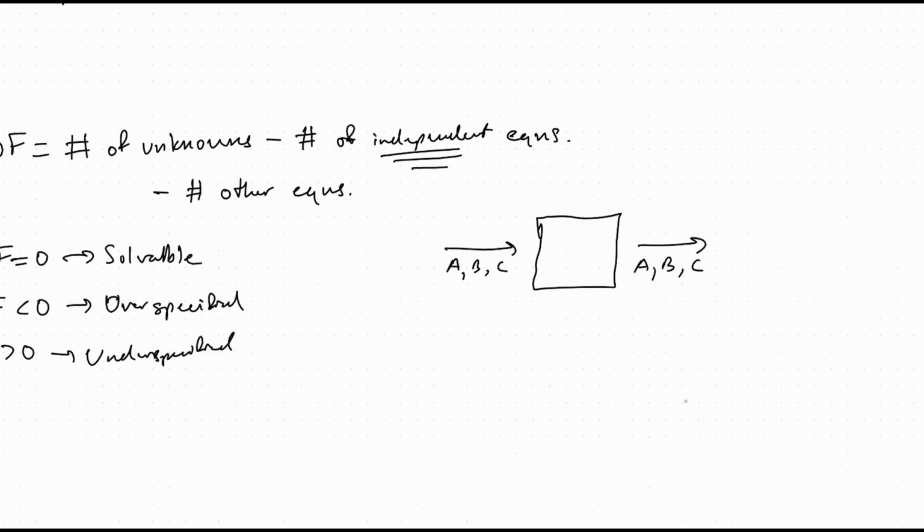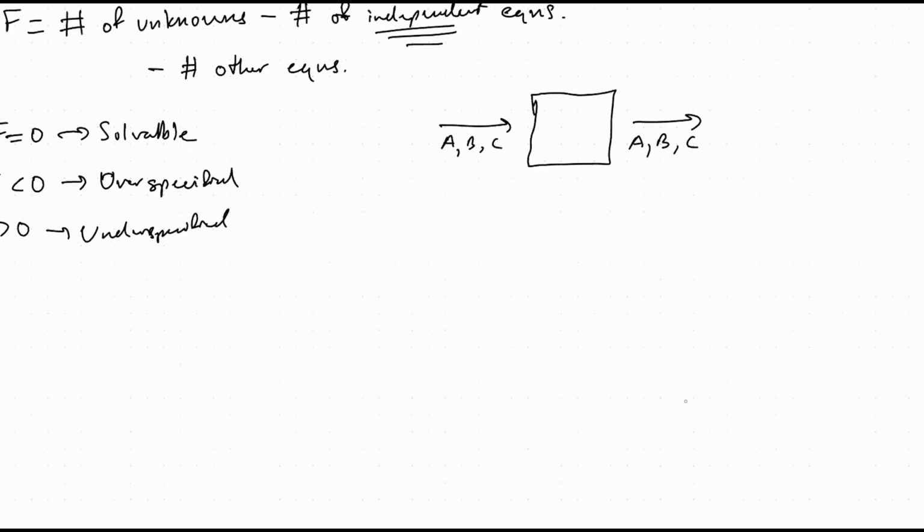Correct? So I can do mass balances on each one of these species. So I can do dA/dt equals so forth, and dB/dt equals so forth, and dC/dt equals so forth.